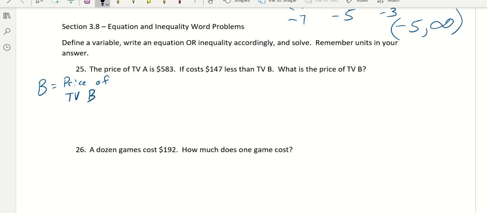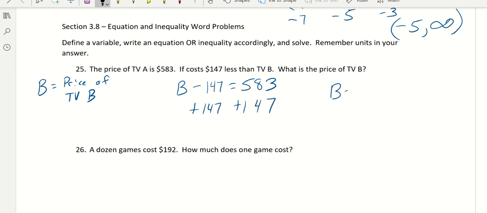Is TVB more or less than TVA? The price of TVA is $583. It costs $143 less than TVB. So TVB is more, right? So B minus 143 is going to give us the price of TVA, which is $583. It's not the only way to do that, but that is one way to do this. We will add 143 to both sides, plus 143 plus 143.